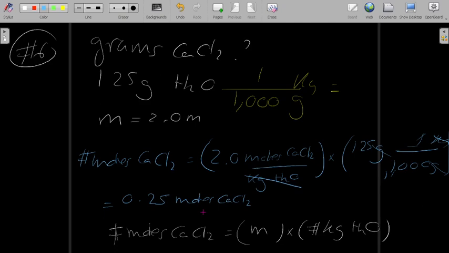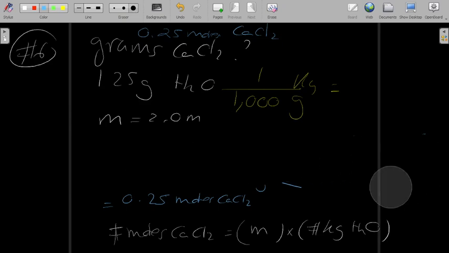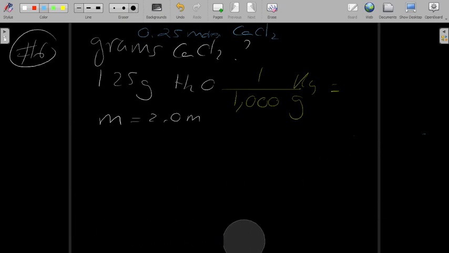Are we done? No. We do have the number of moles, but not the number of grams. And the question was, how many grams? So let's see. I'm going to put that number up here so I can make some room. I have moles now of the calcium chloride. I need to translate moles into grams. And you know how to do that. Start with the moles.